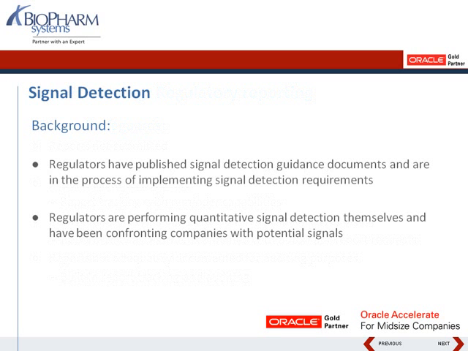Okay, we will switch gears now and move from the process side to the product side. So we're going to look into signal detection. And there are two things that I wanted to mention here. First of all, of course, that regulators are talking about signal detection, as we all know. They've published guidance documents, and they're actually in the process of turning some of these guidances into requirements. But I'd say almost as important, or even more important perhaps, is the fact that they are currently doing it themselves. Regulators are doing quantitative signal detection, and there have been several situations where regulators have confronted companies with potential signals that apparently these companies were not aware of.